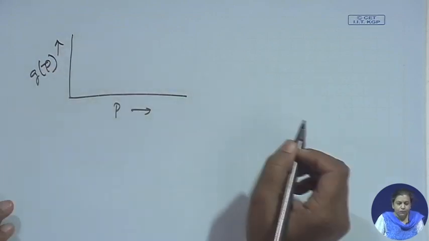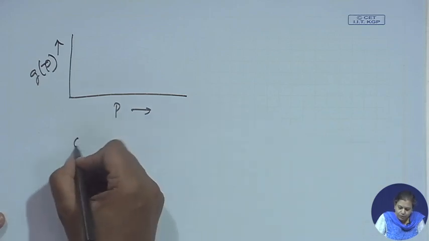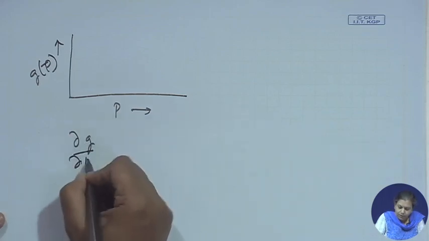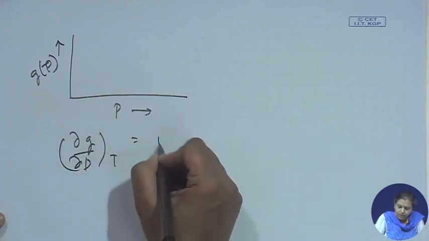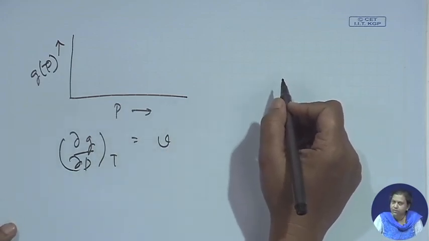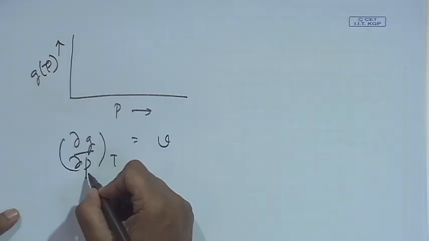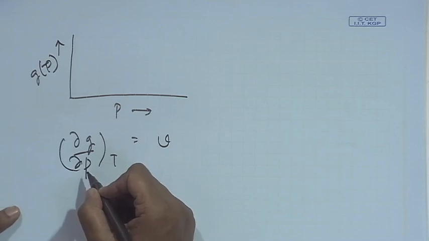So, what type of graph would you expect in this particular case? We know, again let me write down the equation, del G del P at constant T equals V. Now, we take up the same substance that we had done, we start compressing it from a very low pressure, where the substance naturally usually exists in the gaseous phase.